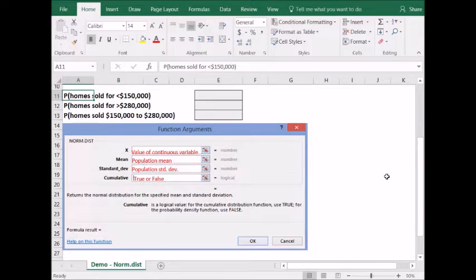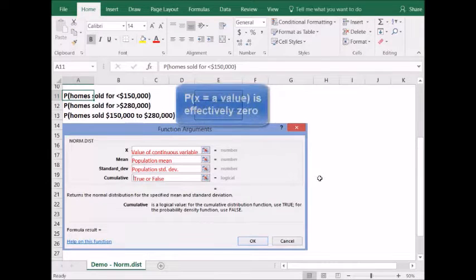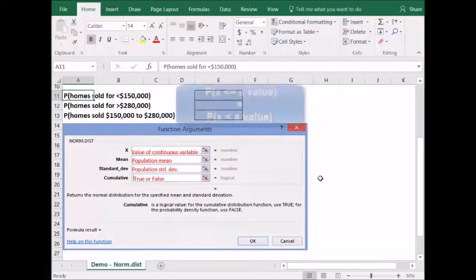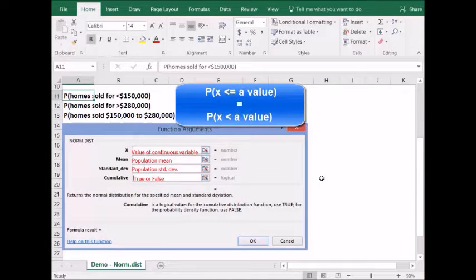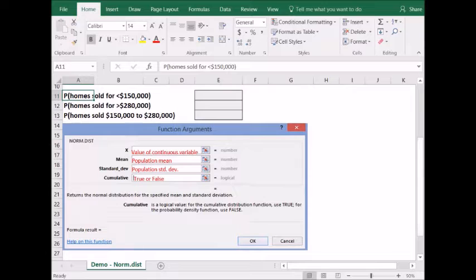Third, the population standard deviation has been given as well, and that's $47,110. And finally, are we seeking a cumulative or a non-cumulative value? True returns the cumulative probability up to and including some value. False will return the height of that x value on a probability density function. On an interesting note, given a continuous probability distribution, the probability of equaling any one value is effectively 0 because we have infinite possible values. Therefore, the probability of x less than or equal to 150,000 is the same as the probability of x less than 150,000.